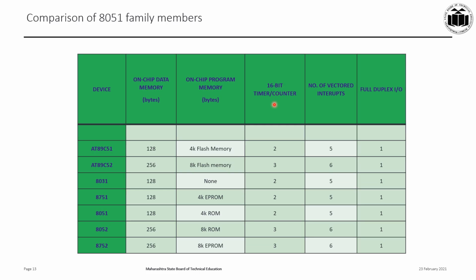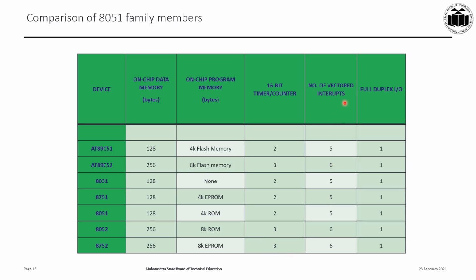Let us talk about the 16-bit timer counters and the different derivatives of 8051. The AT89C51 has only 2 timers, but the 52 has 3. You can see the 8031, 8751, 8051, all of them have only two 16-bit timer counters. But the 8052 and 8752, as well as the 89C52, all of them have three 16-bit timers or counters.